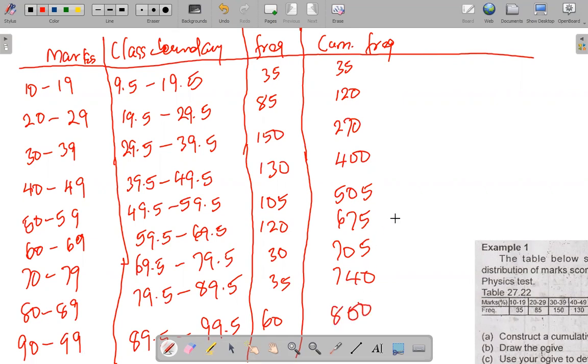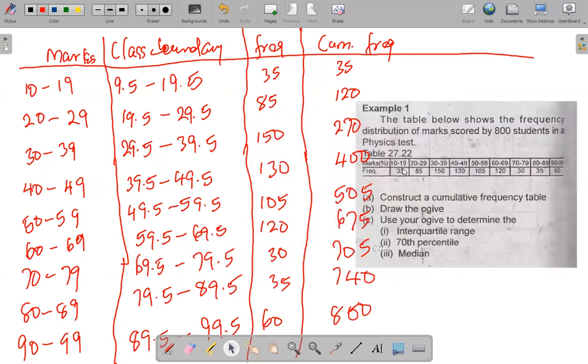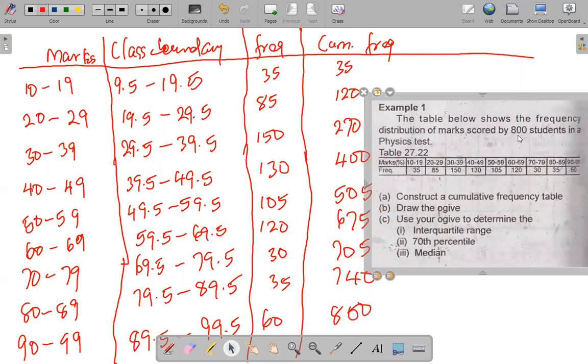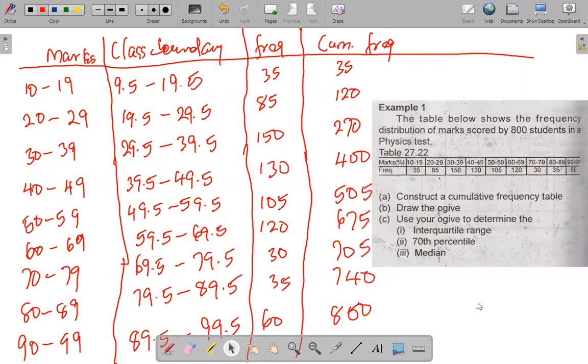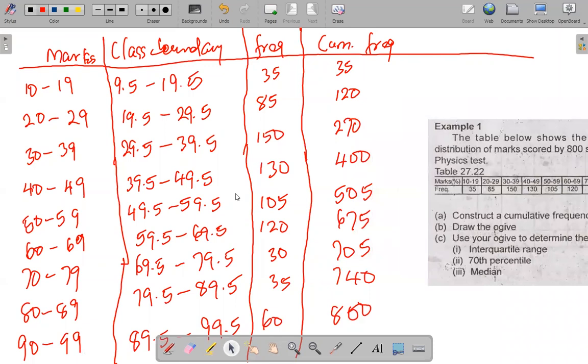Remember that the final cumulative frequency must agree with the total number of scores. The question says the table shows the frequency distribution of marks scored by 800 students. So our cumulative is 800, which agrees with what we have in the question. Okay, now we know the cumulative frequency, we know the class boundary.